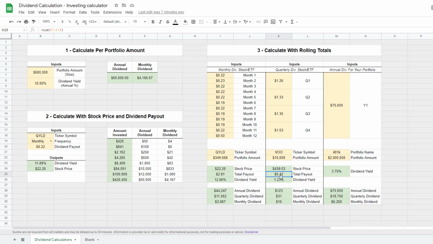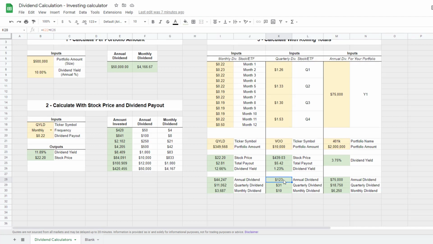The total payout for VOO for 2021 is found by summing up all of the quarterly dividends. So that would be sum K7 all the way to K18, and that comes out to be $5.42 paid in annual dividends per year per share, which comes to a dividend yield of 1.23%. How do we find that? Again, just like we did over here, you take the total payout, divide it by the stock price, and you get a dividend yield of close to 1.23%.